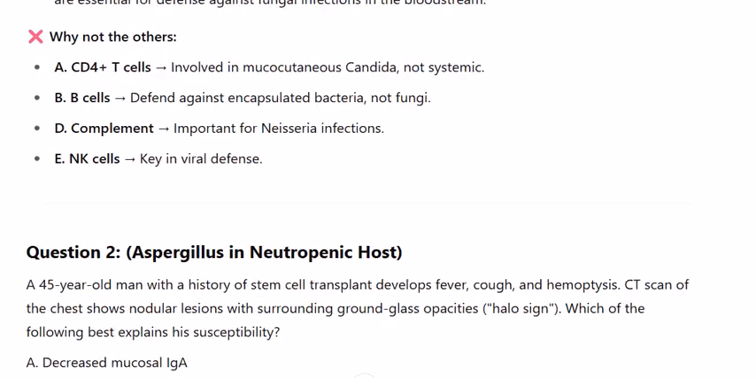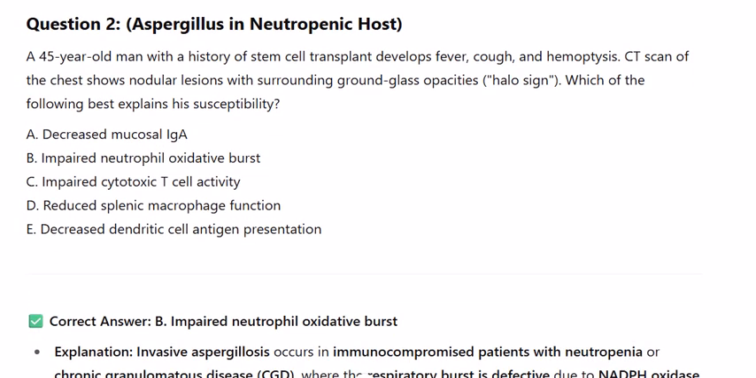Question 2. Aspergillus in a neutropenic host. A 45-year-old man with a history of stem cell transplant develops fever, cough, and hemoptysis. CT scan of the chest shows nodular lesions with surrounding ground glass opacities, the halo sign. Which of the following best explains his susceptibility?